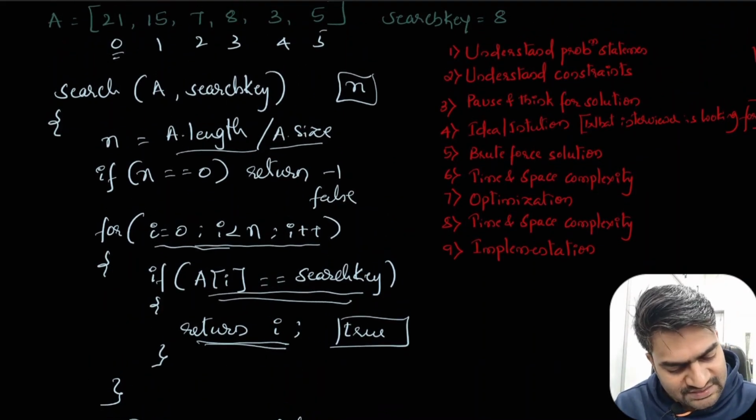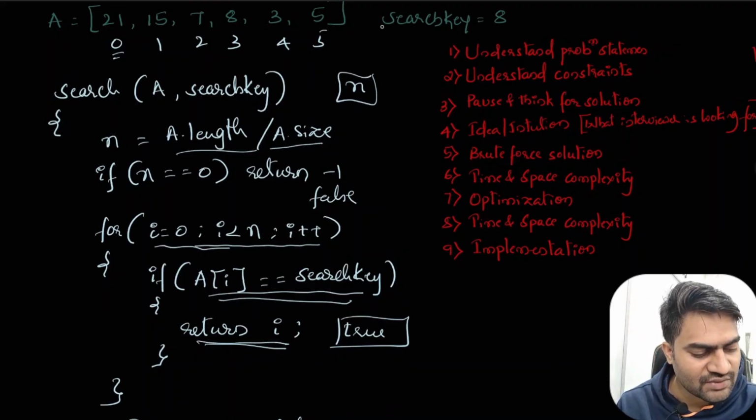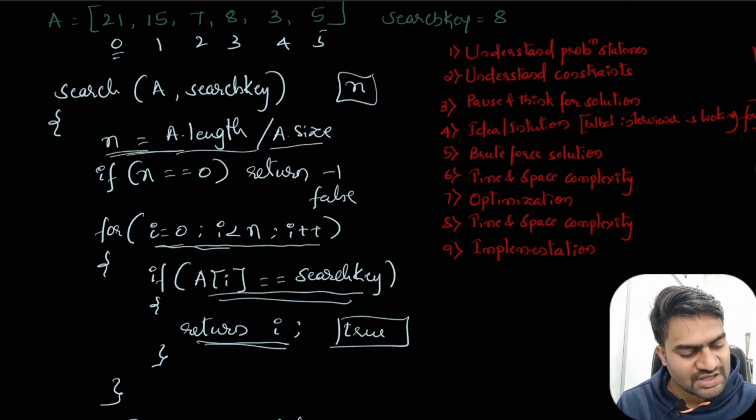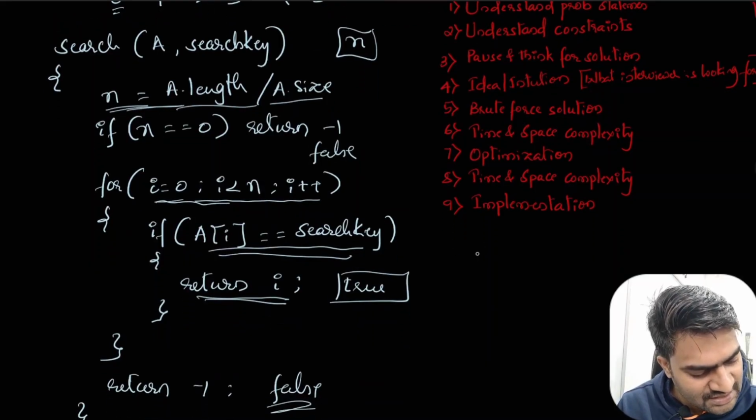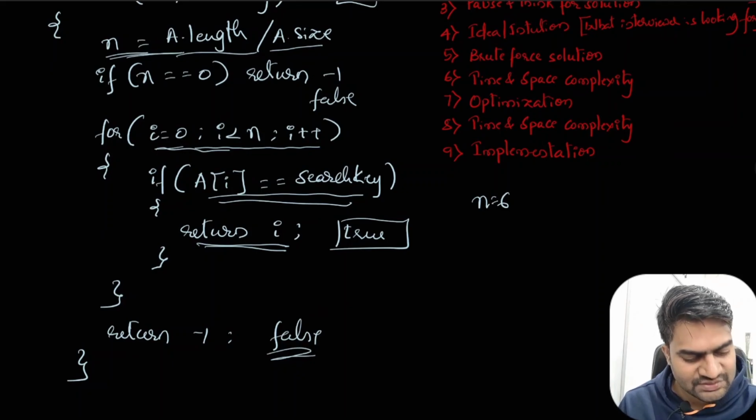So now let us consider this example only: 21, 15, 7, 8, 3 and 5. Search key is 8. So it starts first, n value will be the length of this particular array, which is 6. So n will be 6. So 6 is not equal to 0, so it won't execute the return -1 statement. It will come to the next statement, which is the for.